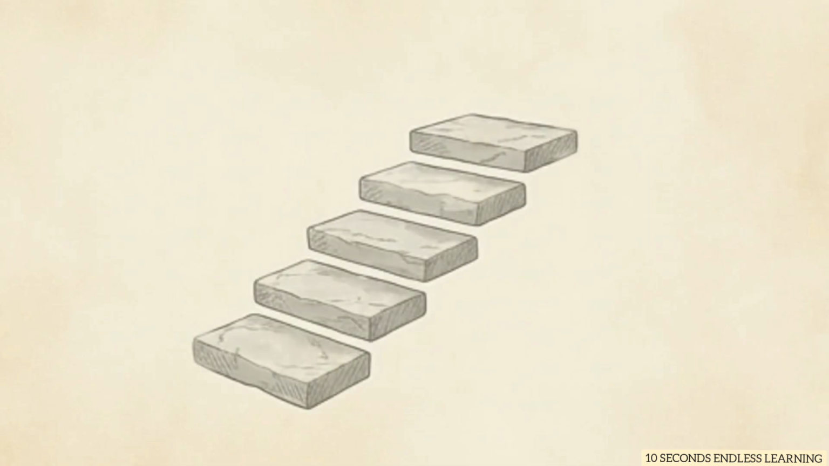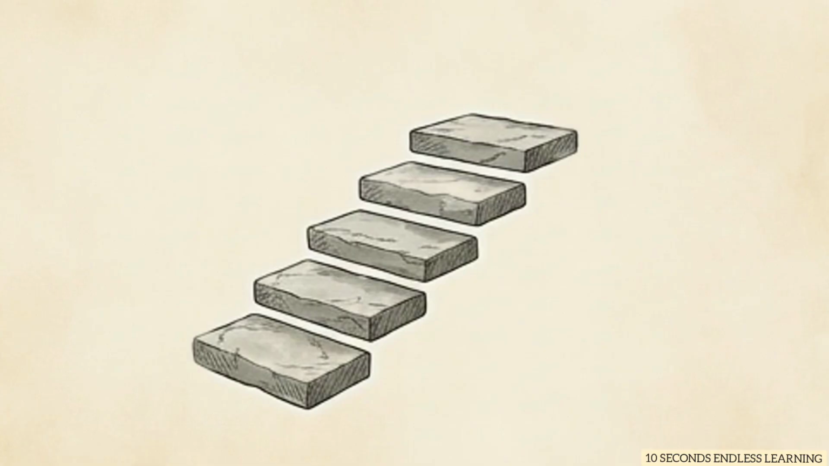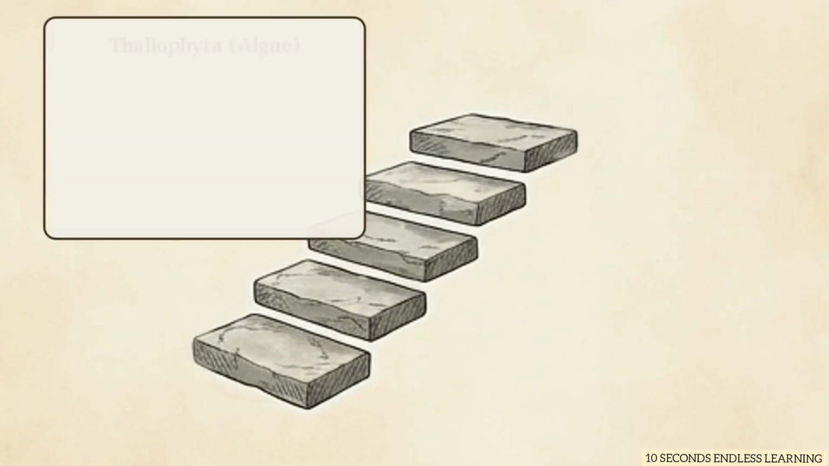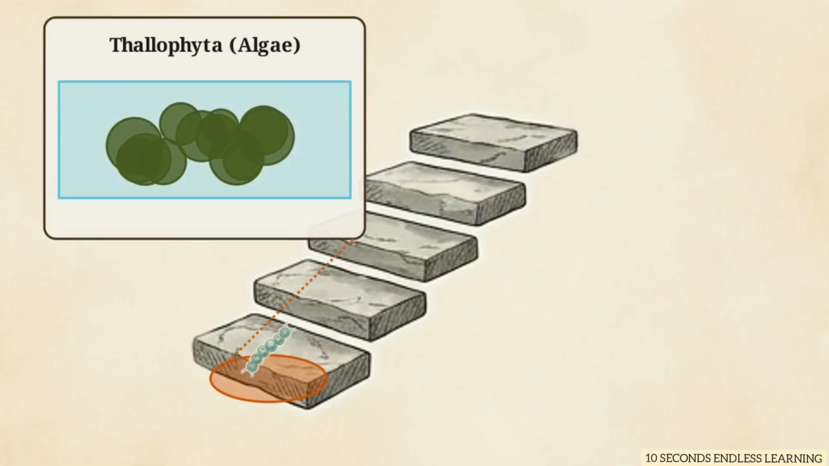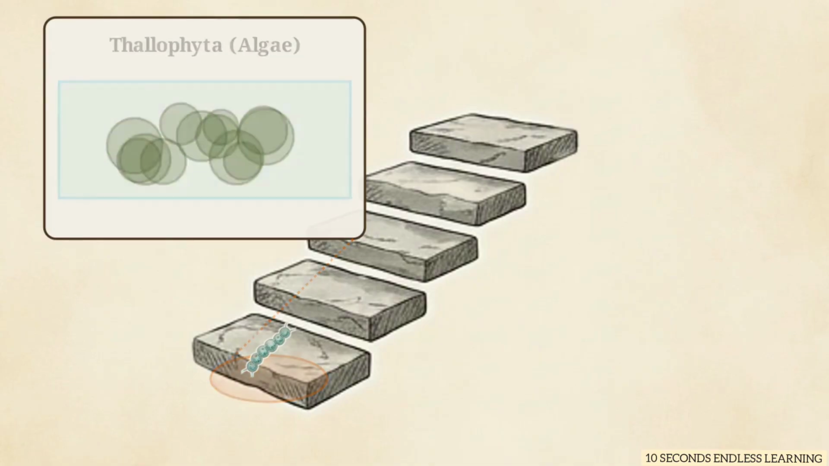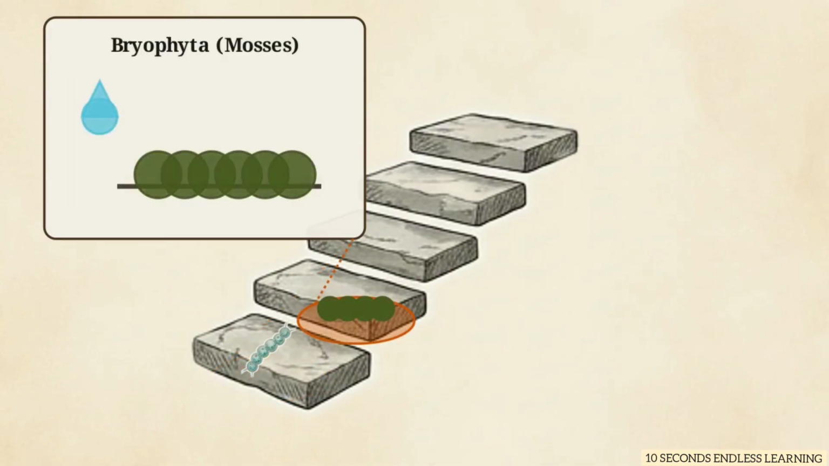Moving to Kingdom Plantae, we can track plant evolution like a staircase. At the bottom are Thallophyta, simple algae that live entirely in water. The next step up is Bryophyta, like mosses. We call them the amphibians of the plant world. They made the evolutionary leap to moist land, but they still strictly require water to reproduce.